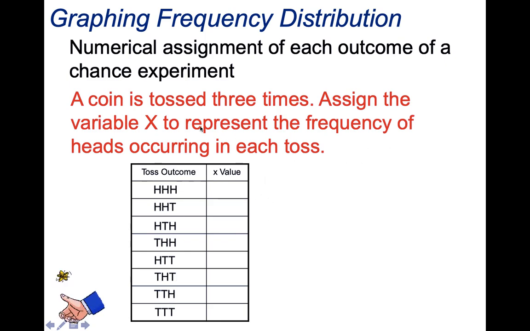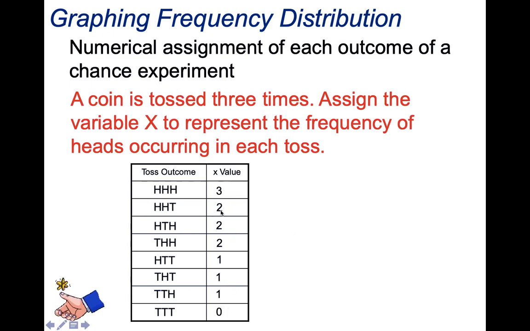Now, x is the frequency of heads occurring in each toss. And so we can look here and we see that we have 3 heads occurring. Here we're going to have 2, 2, 2, and then 1, 1, 1, and 0, right? And so here's every outcome from that experiment, and then we just went ahead and assigned our x values, right?